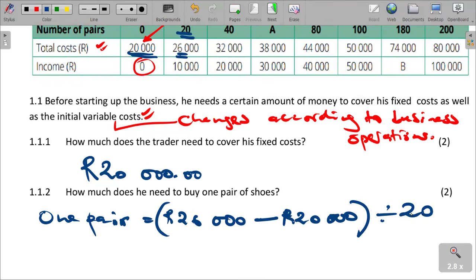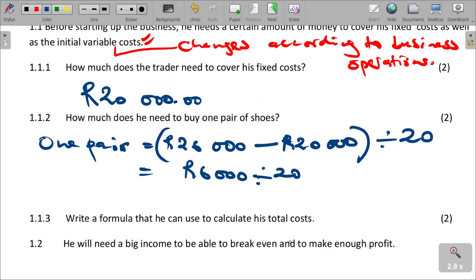So in this case, we say 26,000 minus 20,000, that is going to give us 6,000. 6,000 divided by 20 is going to give us 300. That is to say that one pair would cost 300 rand.